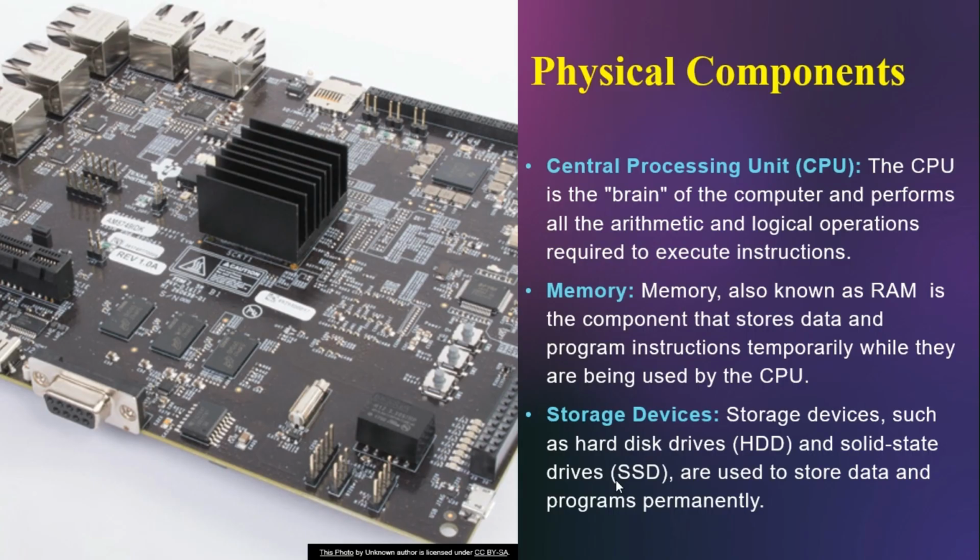Physical components. Here are some physical components. Firstly, the central processing unit, which is also called the CPU. The CPU is the brain of the computer and it performs all the arithmetic and logical operations which are required to execute instructions.